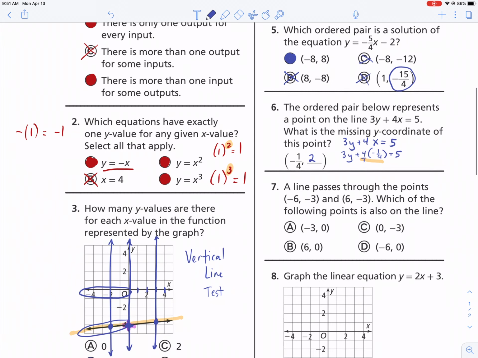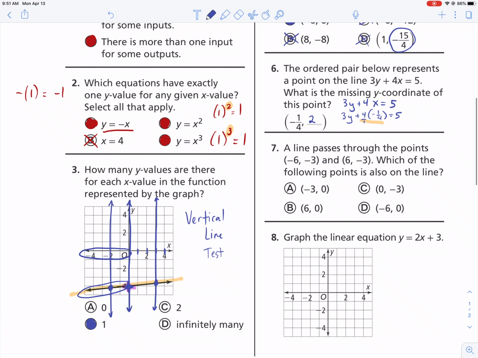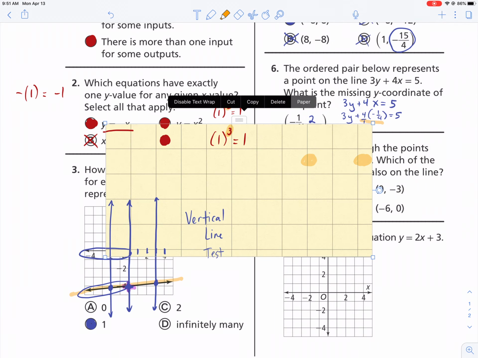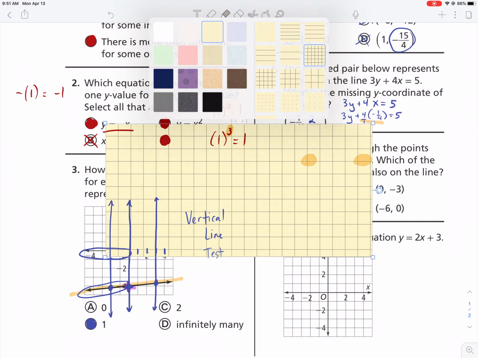Okay, moving on to number 7. A line that passes through the points -6, -3, and 6, -3. Right away we should notice that these y values are going to be the same. You can use a piece of graph paper, plot these points, and you'll see. If I were to put a piece of graph paper just to show you guys, let me get one with a little bit more lines.